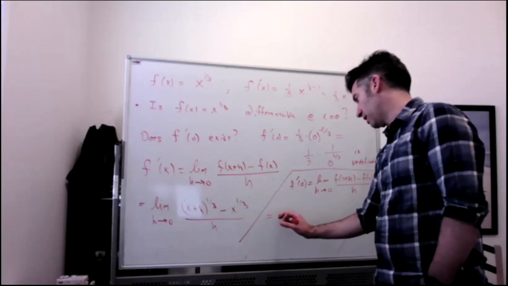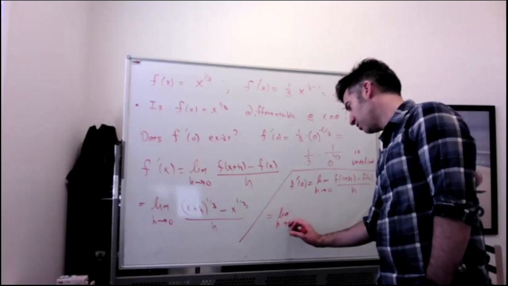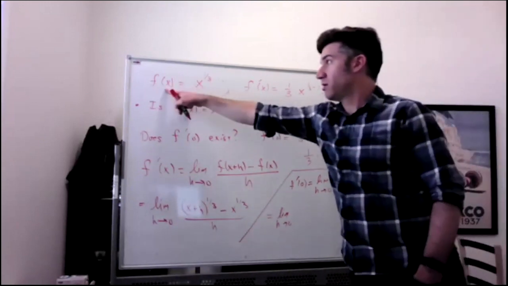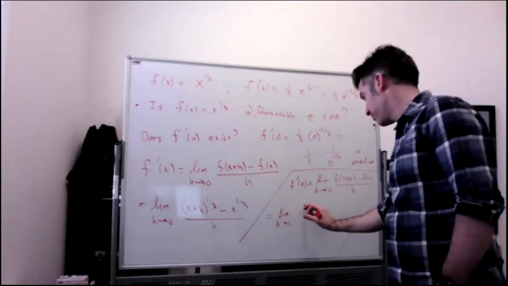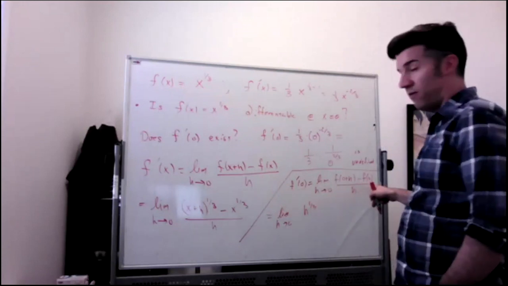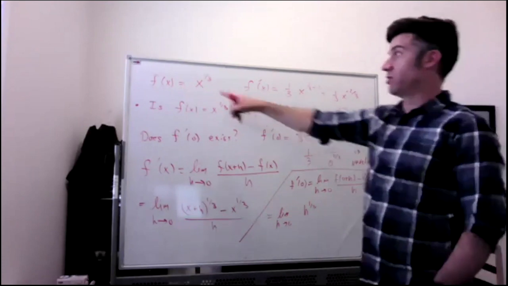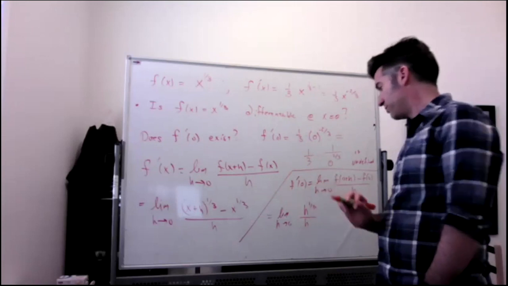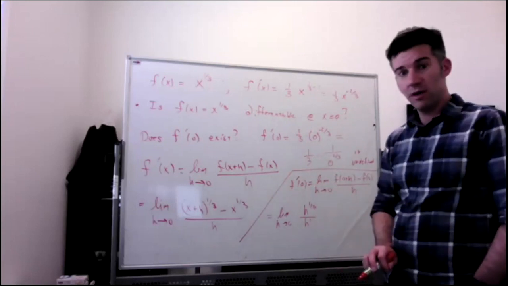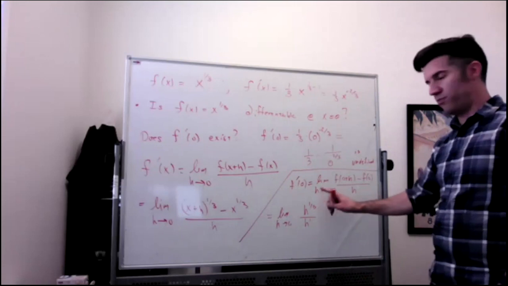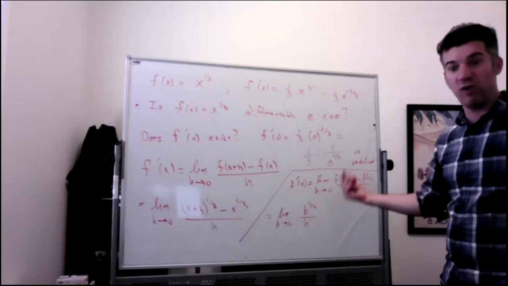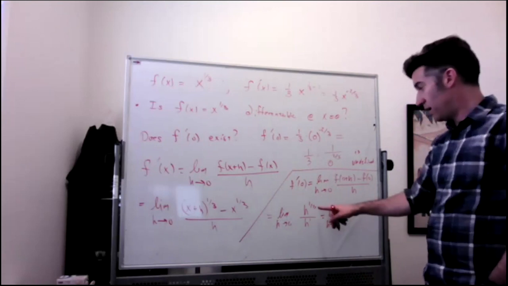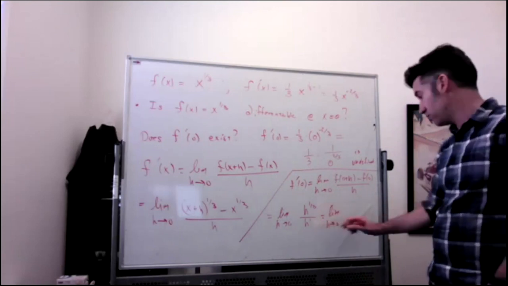And in this case, I'm going to get the limit as h goes to 0 of f of h, which is just h to the 1/3, minus f of 0, which is 0, right? 0 to the 1/3 is 0 to a positive power, which is 0, divided by h to the first. And when you have same bases to the powers divided by each other, you subtract the powers. You get the limit as h goes to 0 of h to the 1/3 minus 1.